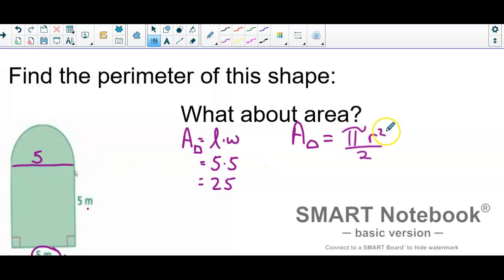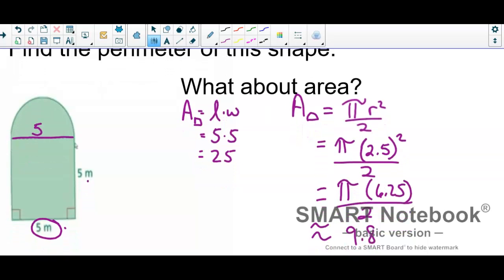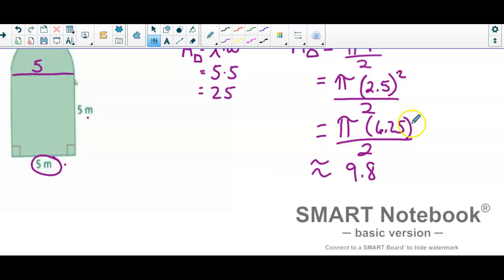And then again, I'm only using a semicircle because there's only half a circle here. So I'm going to use pi times r squared. That's my circle. Divide that by 2. So what's my r? Is my r 5? Nope. I've got to cut this in half. 2 r's is 5. So 1 r is going to be 2.5 squared. So now, remember, you have to do that on your calculator. 2.5 squared. Then I'm going to get my pi button in there. And I'm going to do pi times 6.25. That's what 2.5 squared is. Divide that by 2, and I'm going to get approximately 9.8.